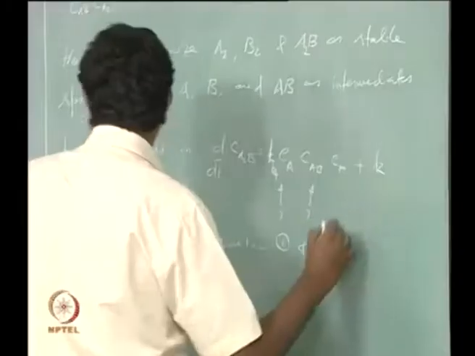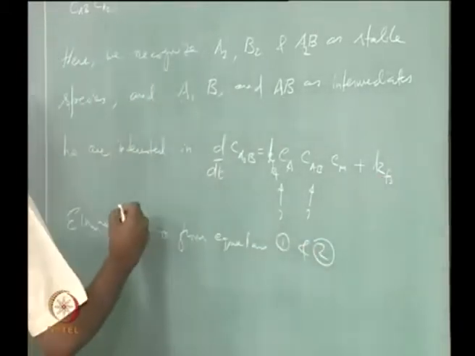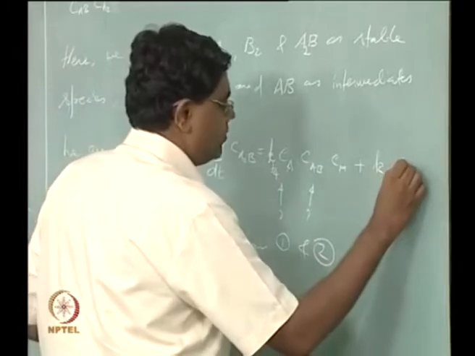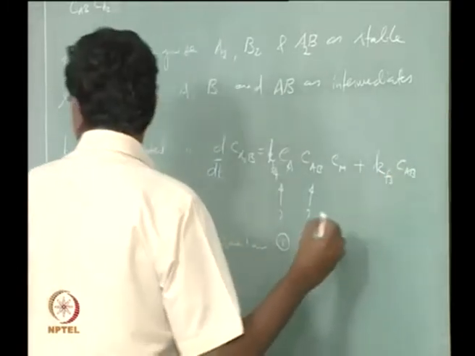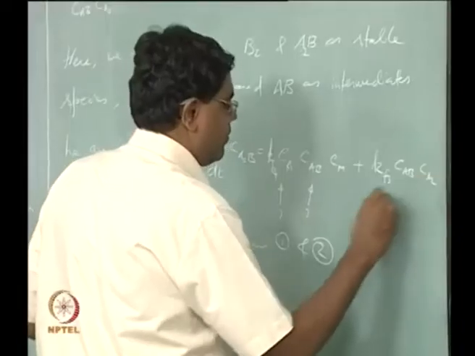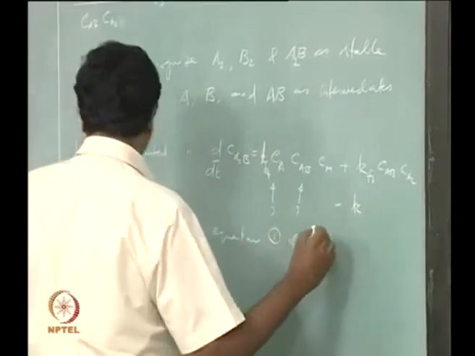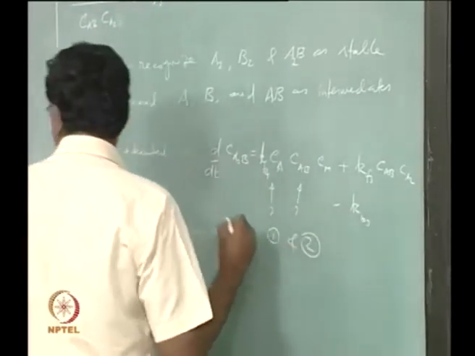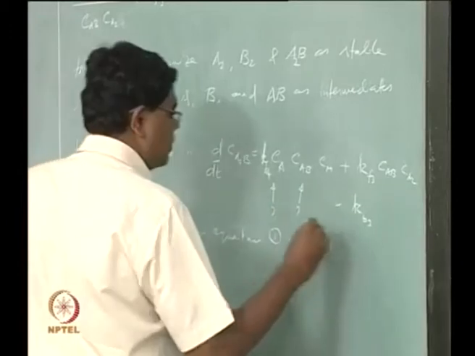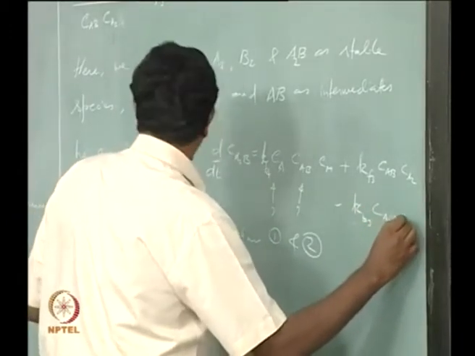Plus K F3 is being produced in the forward reaction, CAB, CA2, minus K, KB3, CA2B, CA.